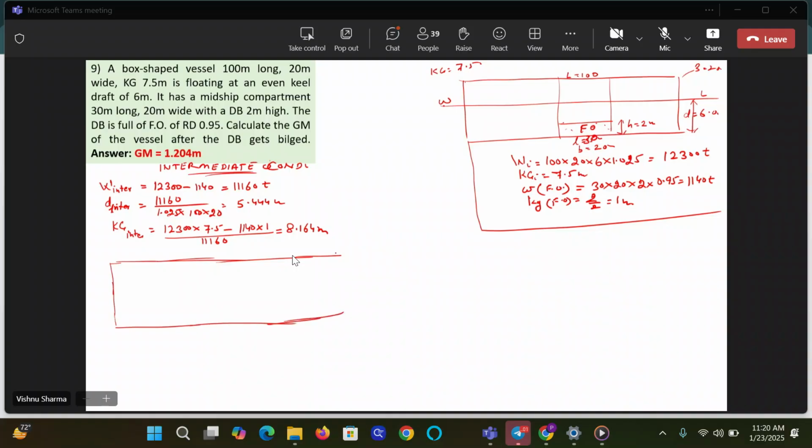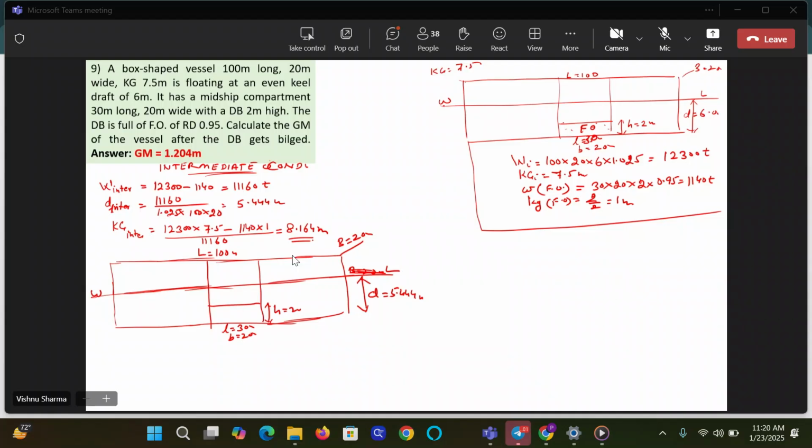Okay. Now I make the diagram for the vessel in the intact condition for the intermediate condition. Now I'll forget the initial condition completely. Length 100 meters, breadth 20 meters. You have this compartment here. Now the compartment is empty. Length 30 meters, breadth 20 meters, height 2 meters. But now the vessel is not floating at 6 meters. Now the vessel is floating at 5.444, and the KG of the vessel in this condition is 8.164.